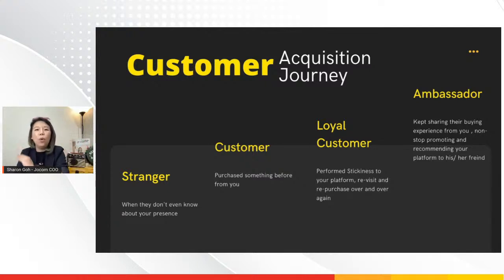So understand the whole customer acquisition journey. Of course there are money, dollars and cents, and ads, and a lot more effort needed from one journey to another journey. It's as simple as 1, 2, 3, 4 steps in the chart, but it's simple to say, hard to do.